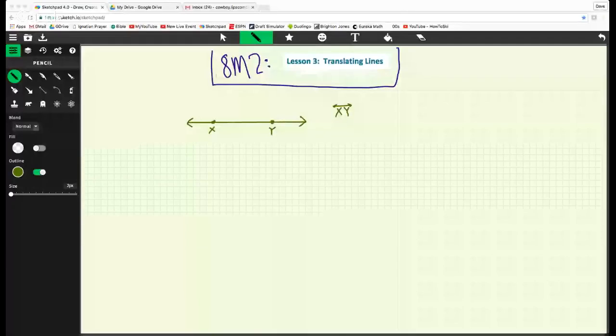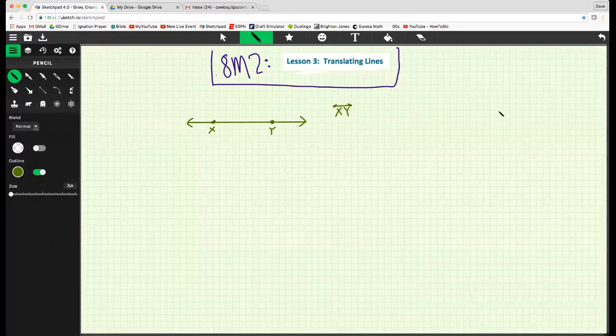So let's get on with it. Let's learn about translating lines. And we need to go to our sketchpad. There it is. All right, let's get going. Okay, so let's remind ourselves how we talk about lines.